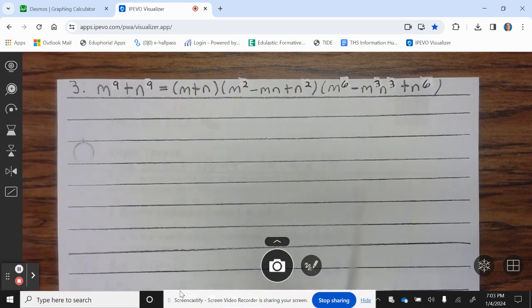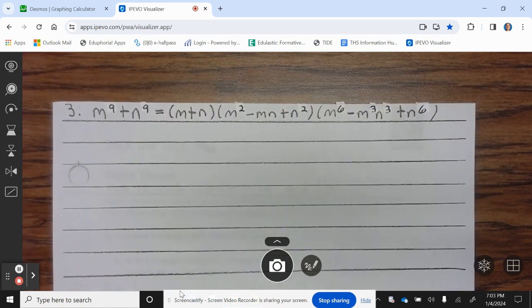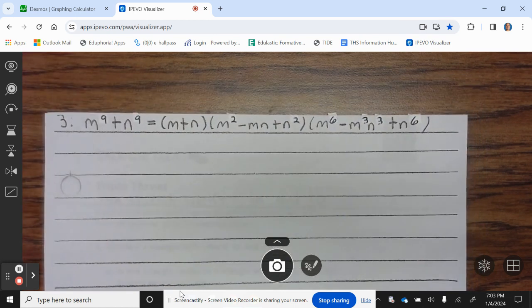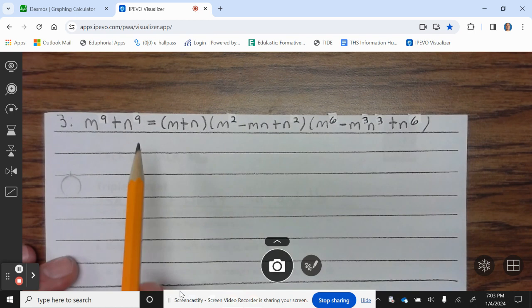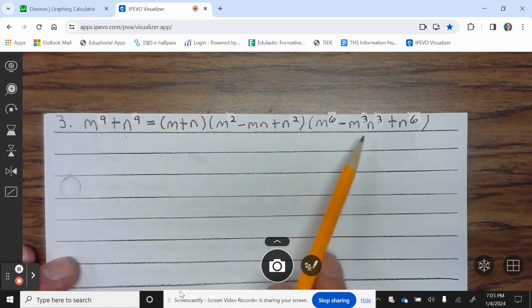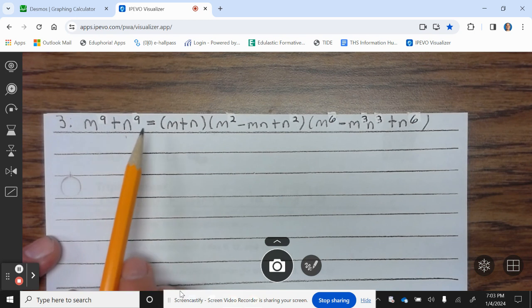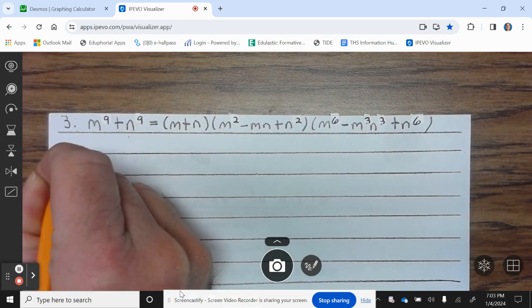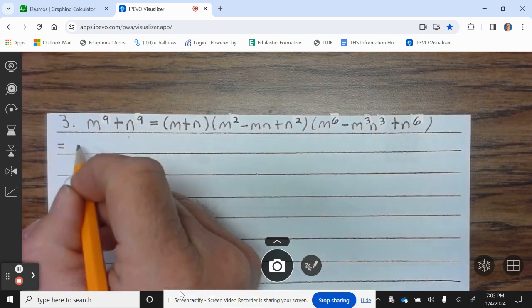Let's take a look at the next page. All right, we need to verify that the left side is equal to the right side. You can see that this is going to take quite a bit of work, so I'll leave this off and start here. Let's go ahead and FOIL.